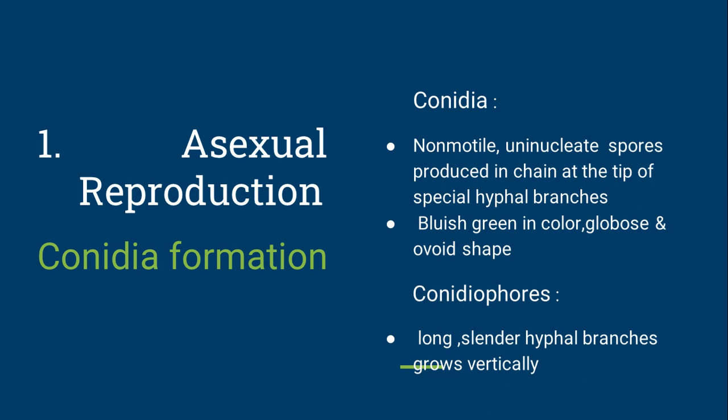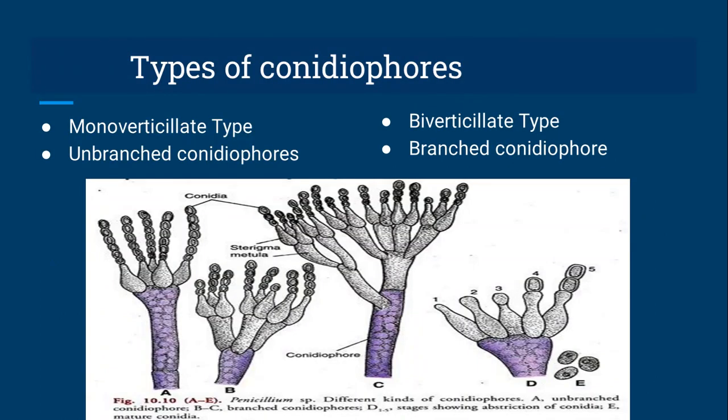Color of the conidia is due to their walls. Each conidium has 2 wall layers. The outer conidial wall is thick, smooth or variously sculptured, and the inner wall is thin. These conidia are borne on specialized erect, vertically upright hyphal branches, and these specialized branches are called conidiophores. Now, how many types of conidiophores are there? Let us take the types of conidiophores.